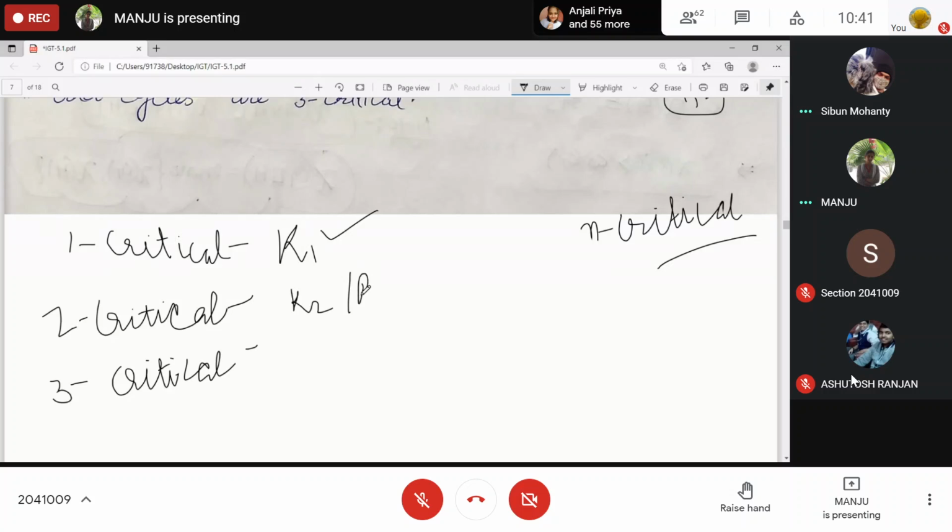Yes, ma'am. If you take any proper subgraph of these, that will be 1 critical. What about this one? Every odd cycle, as we discussed just now. Odd cycles include K3 also, right? So K3 in particular is 3 critical, and in general odd cycles are 3 critical.